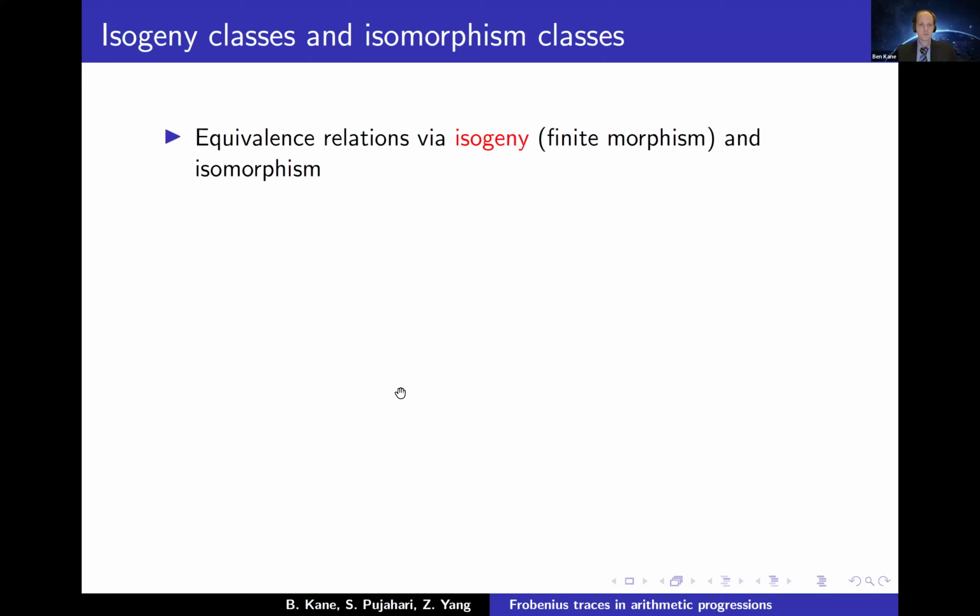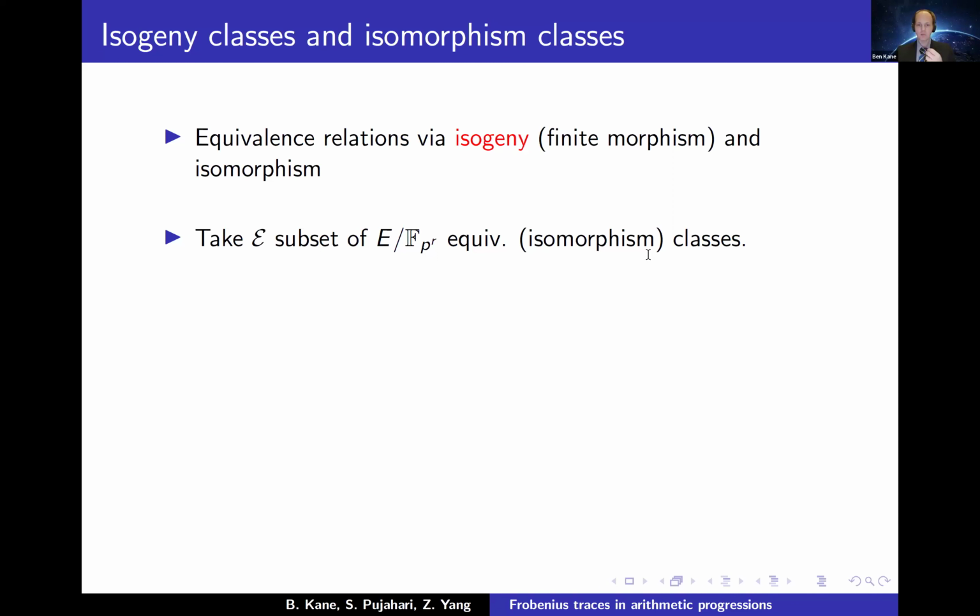As I said, there are going to be some repeats. There are some repeats under isomorphism, and there's also an equivalence relation under isogeny. So what is isogeny? Well, isogeny is basically finite morphisms which preserve the trace of Frobenius. So the isogeny class is all the things that have the same trace of Frobenius.